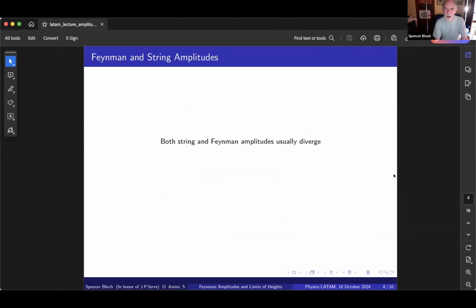Both string and Feynman amplitudes usually diverge, but this is something that a mathematician will never get used to, but a physicist, no problem. Everything diverges in physics, but somehow they are able to make sense of it, even in divergent situations.